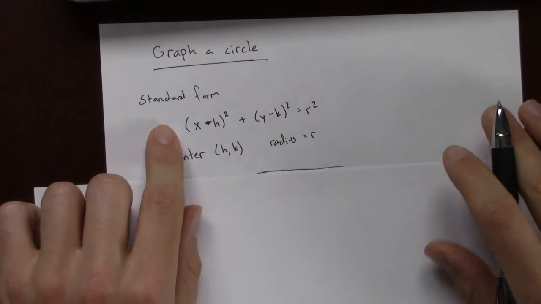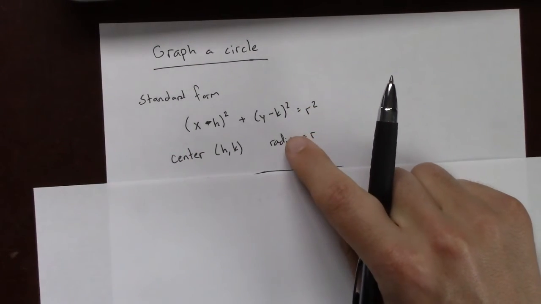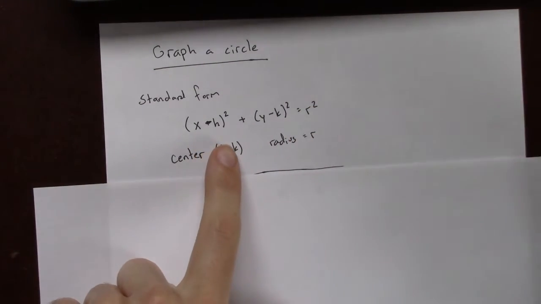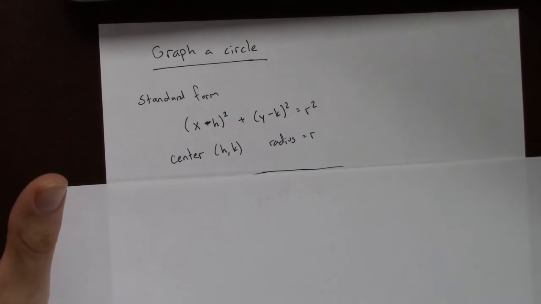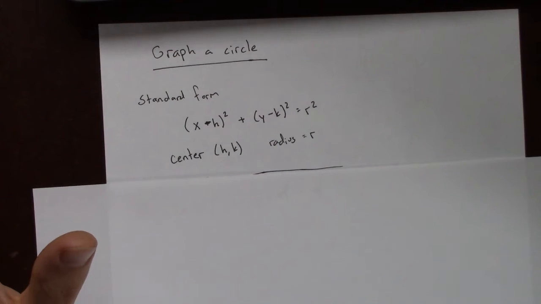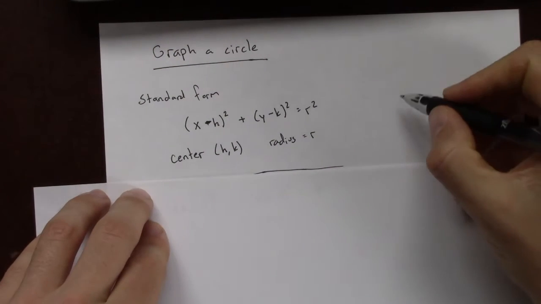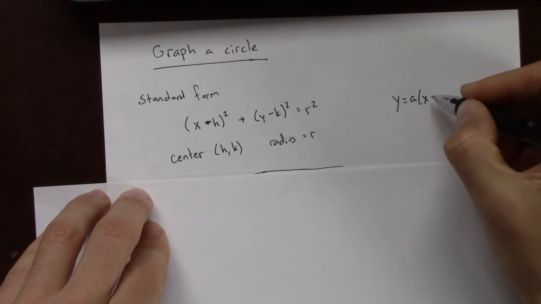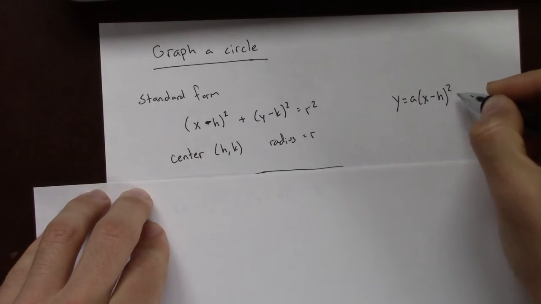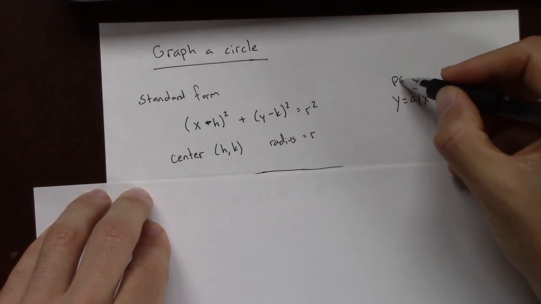Anyways, standard form of our circle says the following. We've got this blueprint here: (x - h)^2 + (y - k)^2 = r^2. We should kind of see some resemblance to our vertex form for parabolas. You might remember our vertex form for parabolas was structured like this. Okay, this was for parabolas.